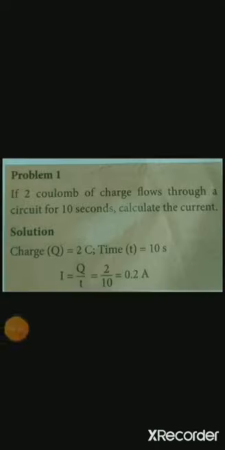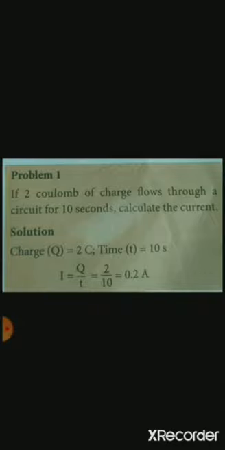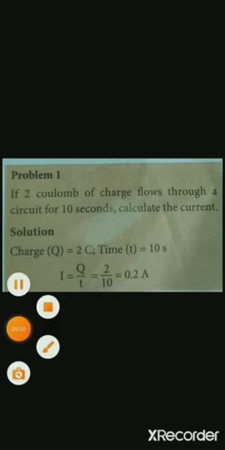Now see the small problem. If 2 coulomb of charge flows through a circuit for 10 seconds, calculate the current. Solution: electric charge Q equals 2 coulomb, time T equals 10 seconds. Electric current I equals electric charge Q by time T, which is 2 by 10 seconds. Equal to 0.2 ampere.